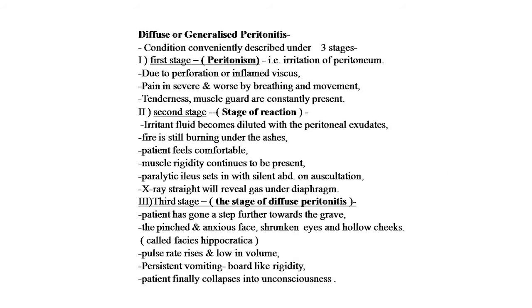The condition is conveniently described under three stages: first stage, peritonism; second stage, reaction; and third stage, diffuse peritonitis. First stage, peritonism, is the irritation of the peritoneum due to perforation of an inflamed viscus. Pain is severe and worse by breathing and movement. Tenderness and muscle guard are constantly present.